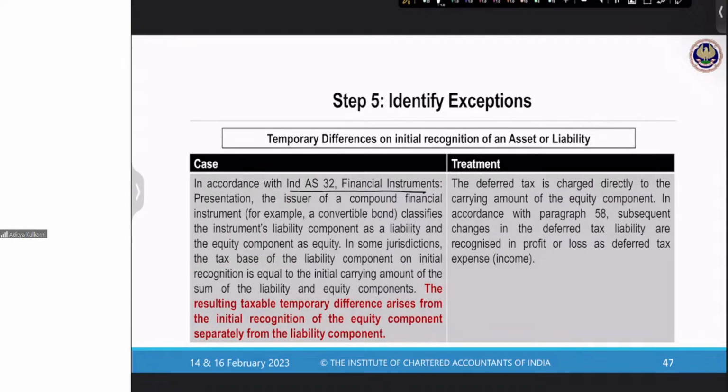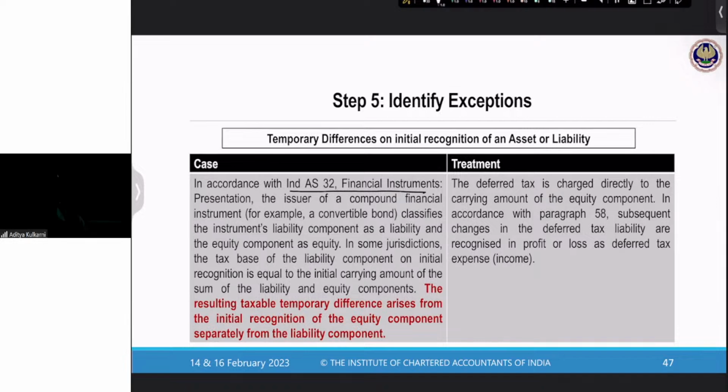It gives rise to a deferred tax impact. Why? Because I'm splitting the bond into a liability component and an equity component. And secondly, these differences are not eliminated so easily. The liability component is going to suffer the effective interest rate component. Remember the amortization table. Equity component will go and sit in the equity. The liability component, I will every year charge my effective interest rate.